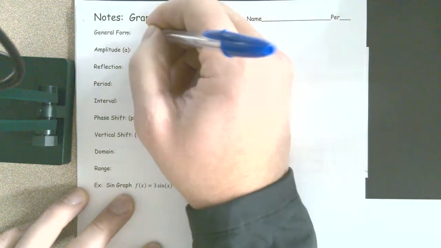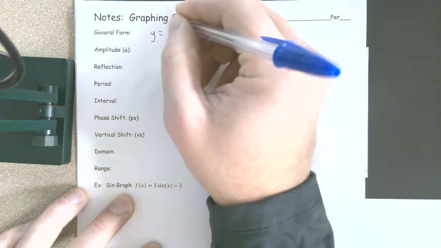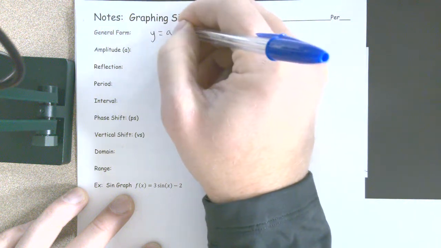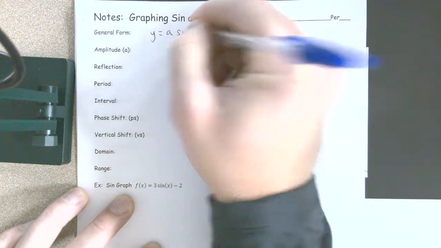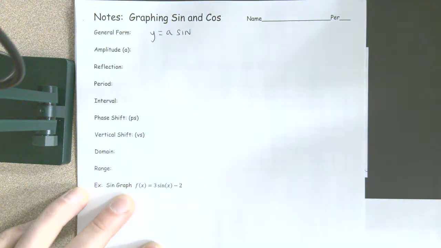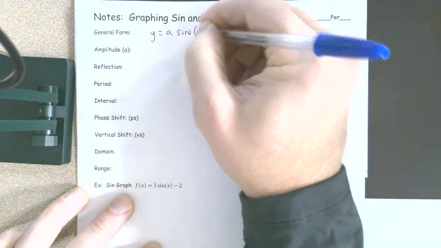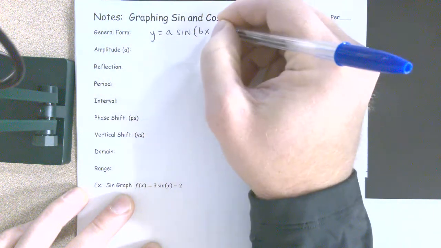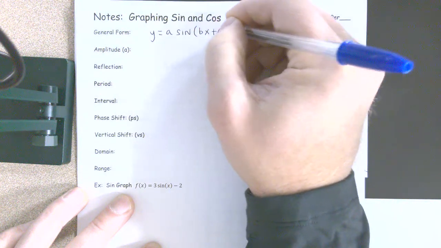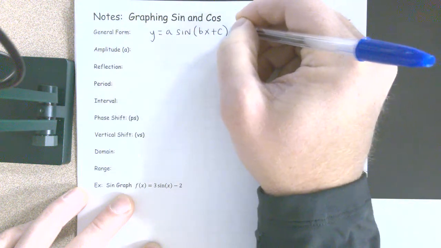So general form is this. It's y equals a, and I'm just going to use the sine curve for this example, bx plus c plus d.